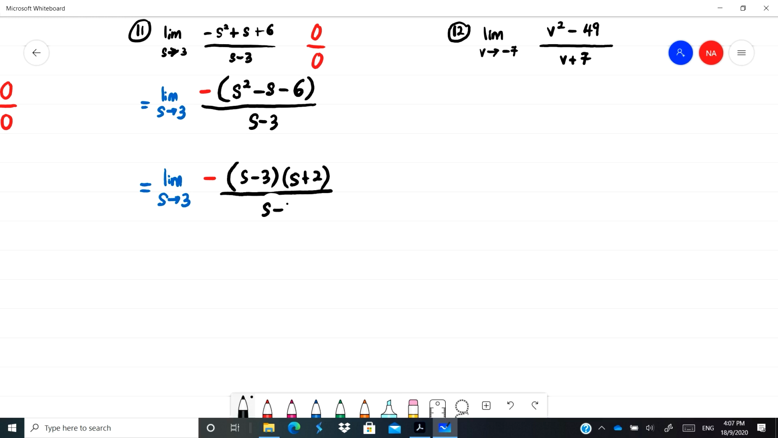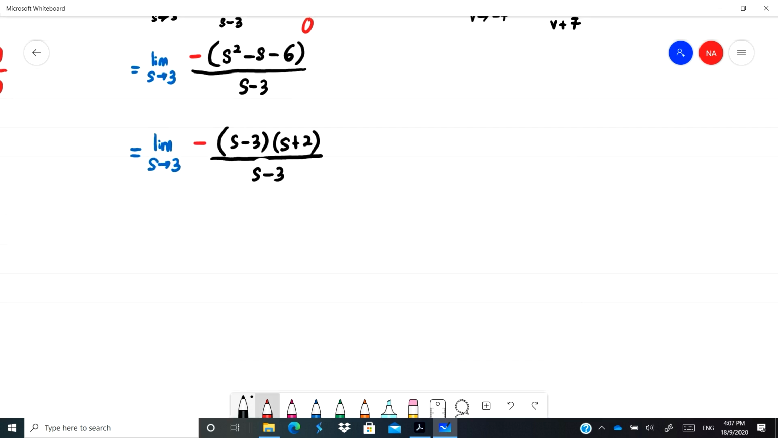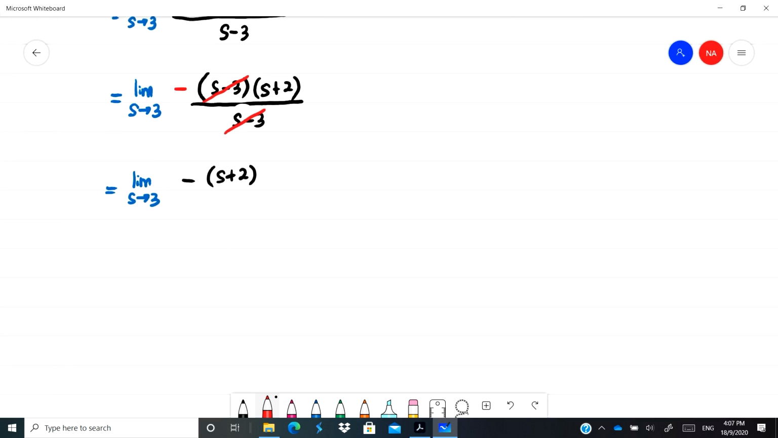Right, s minus 3. So you can cancel now that s minus 2 s minus 3. So you will have something like, right, we are not substituting s equal to 3 yet. All right, so we'll have something like negative s plus 2. So now we want to substitute the value of s with 3. So we have this s with 3, so we want to substitute here. So we will have something like negative, all right, 3 plus 2, which is negative 5. Your final answer will be negative 5.